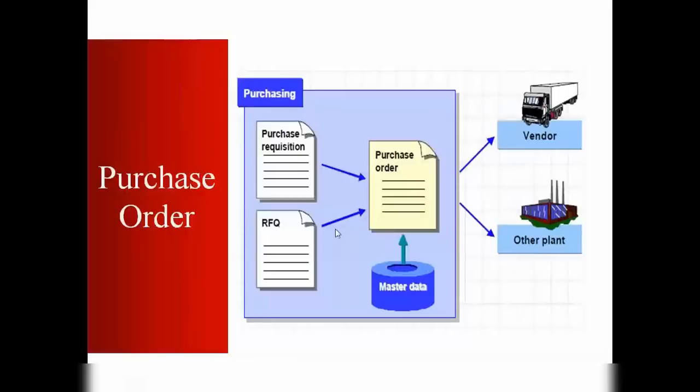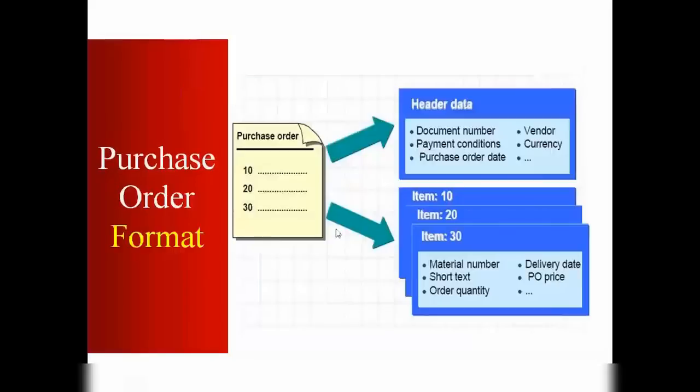Let me go through some screens. As I said before, in a purchase order you can enter more than one item: 10, 20, 30, 40 or even more. That's what the format looks like for the purchase order. And you can have header data and item-specific data on the purchase order, as I was showing you before.